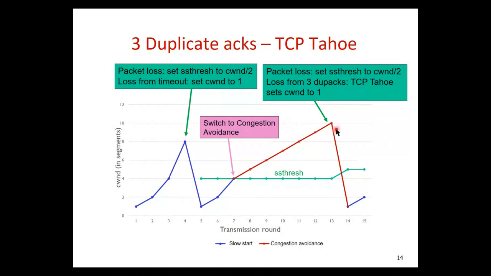But here, the second loss is caused by 3 duplicate ACKs, not by timeout. So TCP Tahoe does not make a distinction between timeout and 3 duplicate ACKs. Whenever there is a loss, it doesn't matter what caused the loss, TCP Tahoe will set CWND to 1. Back to 1, and then back to slow start, meaning exponential increase, until it reaches SS threshold, at which point it will switch to congestion avoidance.